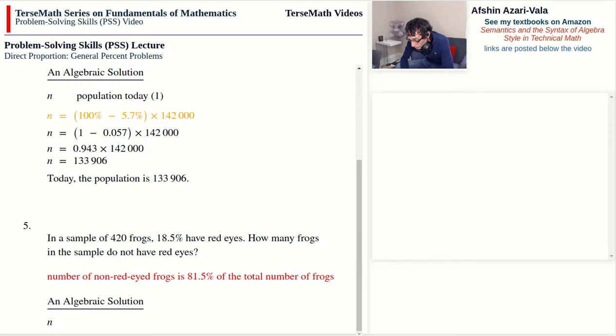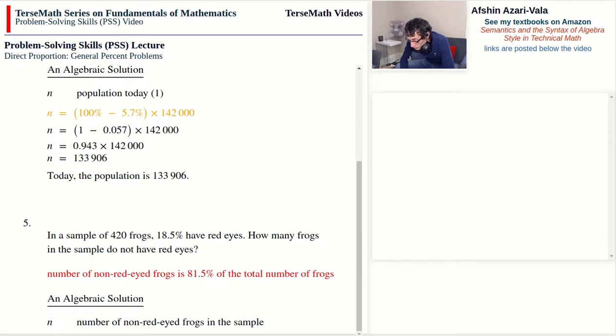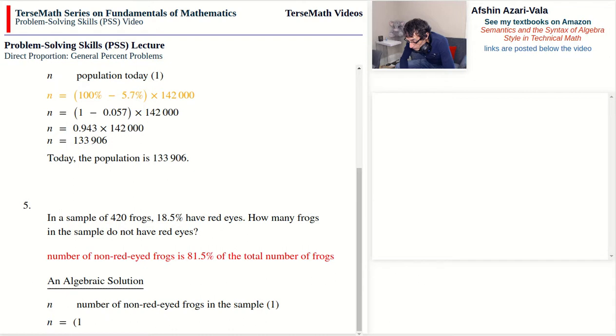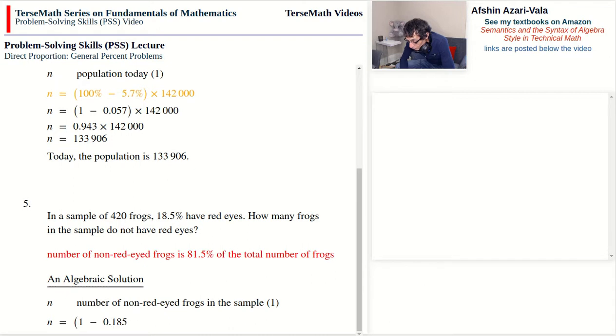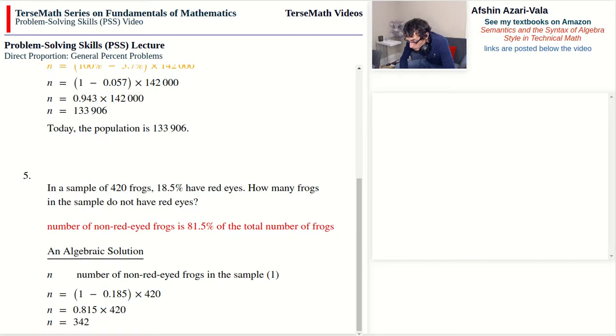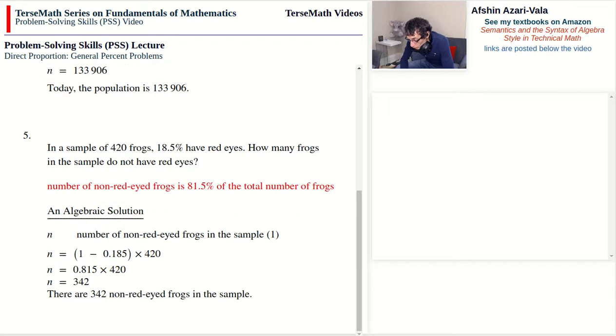Okay, so for an algebraic solution with n representing the number of non-red-eyed frogs in the sample, unit 1, n becomes equal to 1, that's 100%, minus 18.5% of the total number of frogs. So that's 81.5% of the total number of frogs, which comes to 342. And therefore there are 342 non-red-eyed frogs in the sample.